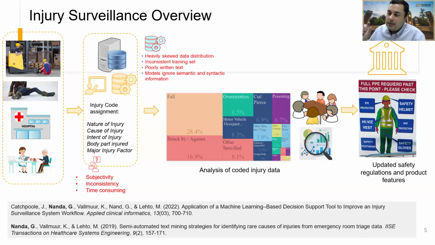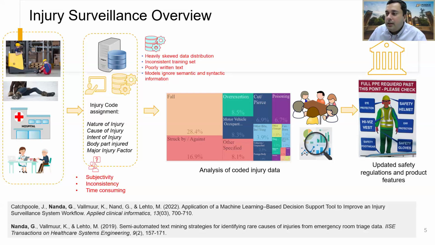which is assigning cause of injury diagnostic codes, such as what was the nature of injury, what was the cause of injury, what was the intent behind the injury, which body part was injured, and what was the major injury factor or the product involved in the injury. Once the raw data is transformed into these codes, we can do statistical analysis on how the injury happened, what the patterns are, and what kind of circumstances are leading to what kind of injuries. So then we can identify the leading causes, do root cause analysis, and identify the safety regulations and product features, for example, that need to be updated so as to prevent those injuries.